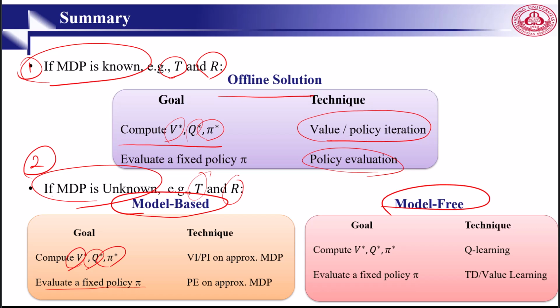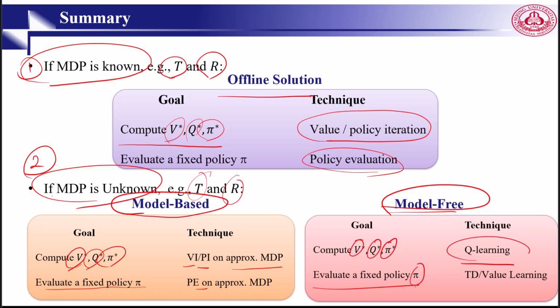So we can use different techniques here. We can go for value iteration, we can go for policy iteration on the learned MDP model, or we can go for policy evaluation on the learned model. So the key idea here is first learn the model, then plan using the model. And finally, we have model-free reinforcement learning. In model-free reinforcement learning, the agent does not attempt to learn the transition model. Instead, it learns value directly from experience. The goal again here is to find V star, Q star, and pi star, or we want to evaluate a fixed policy like pi. The main techniques here are Q learning.